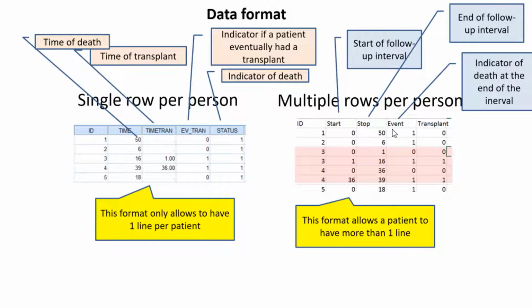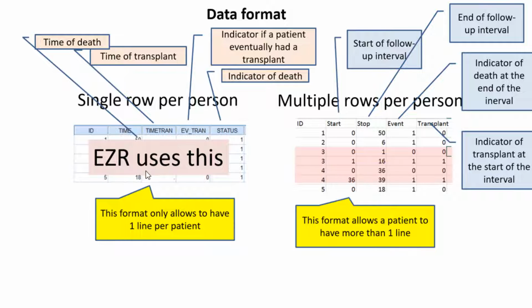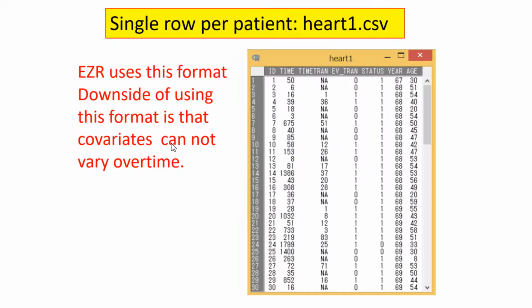The variable event indicates if the patient died at the end of the interval, and the variable transplant indicates whether this patient had a transplant at the start of the interval. EZR actually uses the single row per person data format, and we use a dataset called heart1.csv. The downside of this data format is that the covariate cannot vary over time.